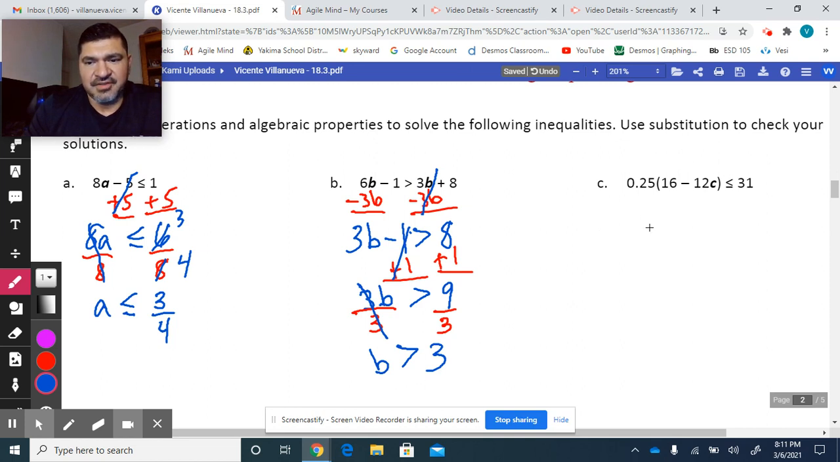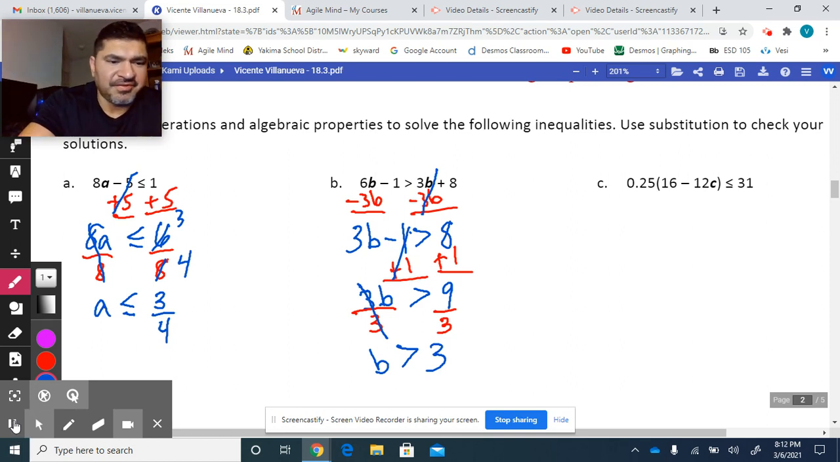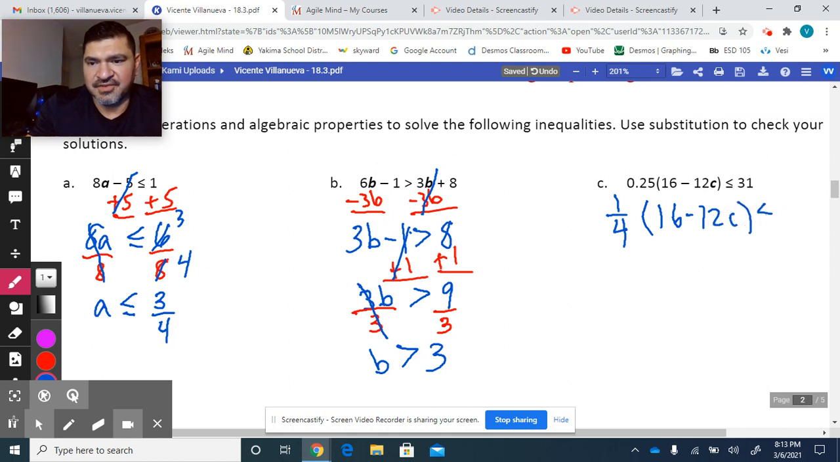All right, let's take a look at the next problem here. Okay, so 0.25, that's the same thing as 1/4. So I'm going to write 1/4 instead. And everything else is going to be the same. All I'm doing right now is changing that 0.25 to 1/4. It's the only step I'm doing right now. Everything else will stay the same.